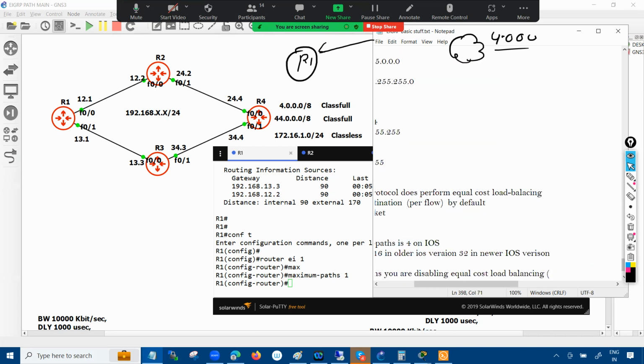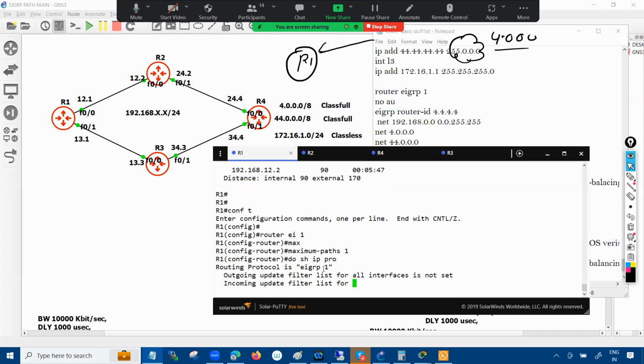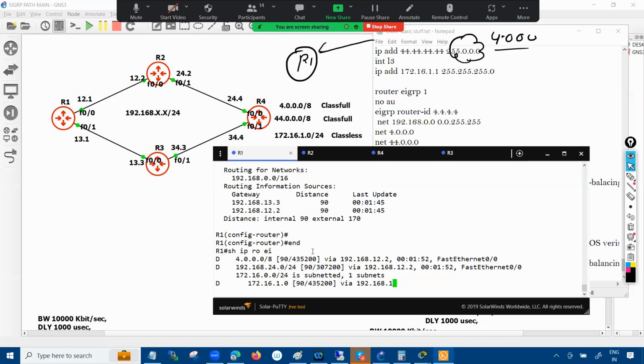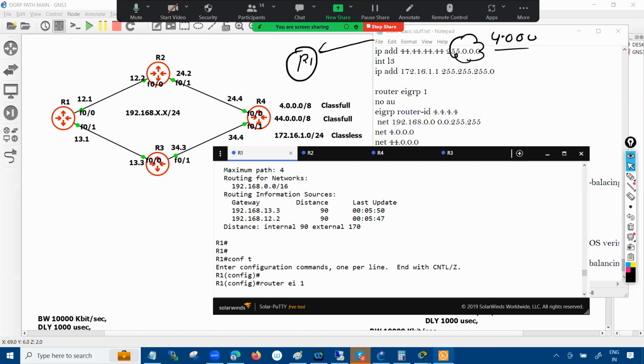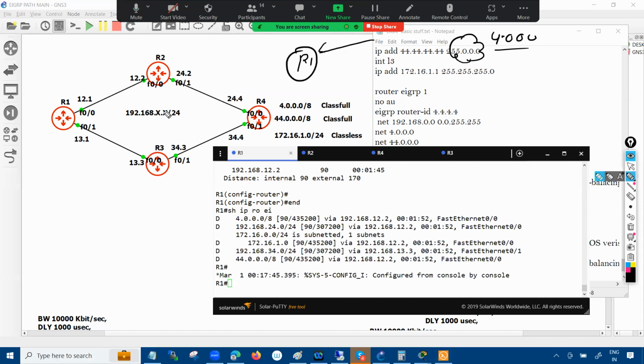Sometimes this terminology is called ECMP, equal cost multipath. So if I set the maximum path to 1 and now look at show IP protocol, you can figure out it's 1 now. So the router R1 is going to pick only 1 path. Previously I had 2; now it's 1 only. The reason is that I have only one maximum path. I can only receive the path from one way, either this way or this way.